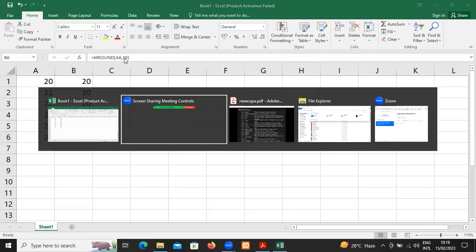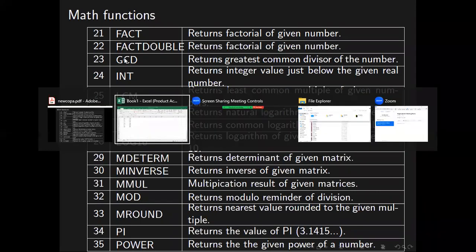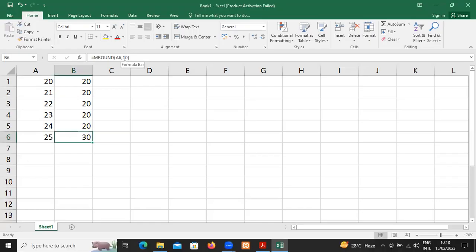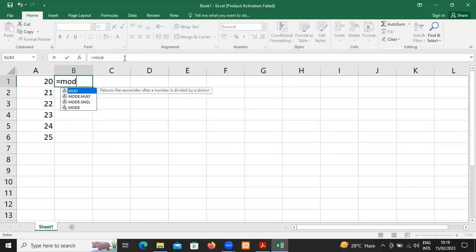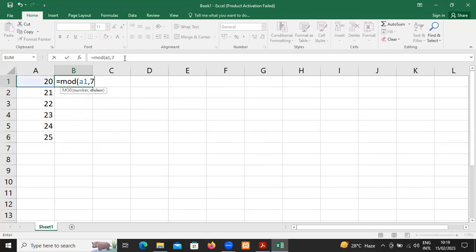Then MMULT, sorry, that is matrix multiplication. MROUND, this is MROUND. I'll show you how the modulo remainder works. I'll remove all these things. I'll divide these numbers using MOD A1 comma 7. I'll divide it by 7.